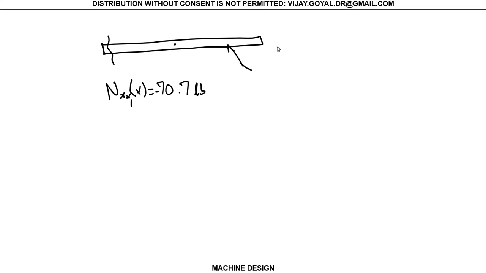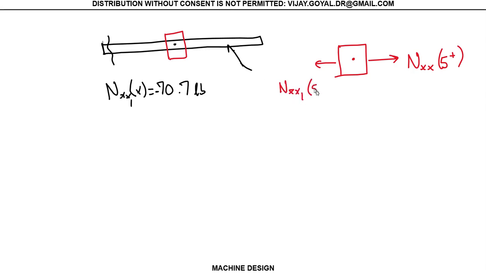The second part is going to be identical, but just for practice's sake, I can do a small cut right here, and that cut is going to look as follows. This is my positive Nxx at 0 plus, what was it, 5 plus. And then this is the value, Nxx 1 evaluated at 5. This is what I'm looking for. So if I evaluate that, this gives me minus 70.7. So now if I do my free body diagram, this goes in the minus direction.